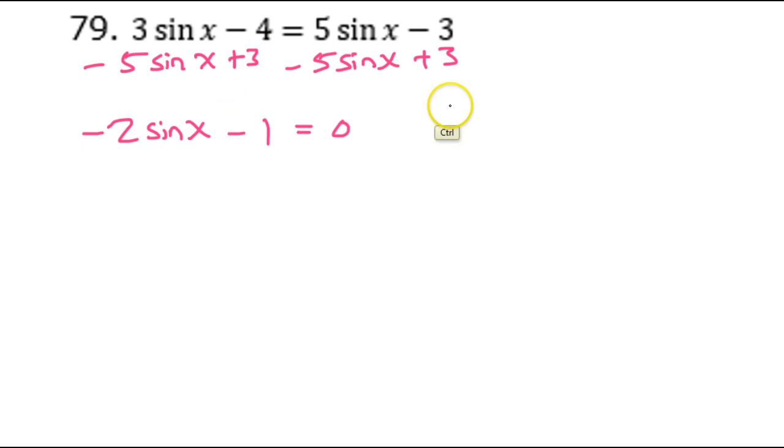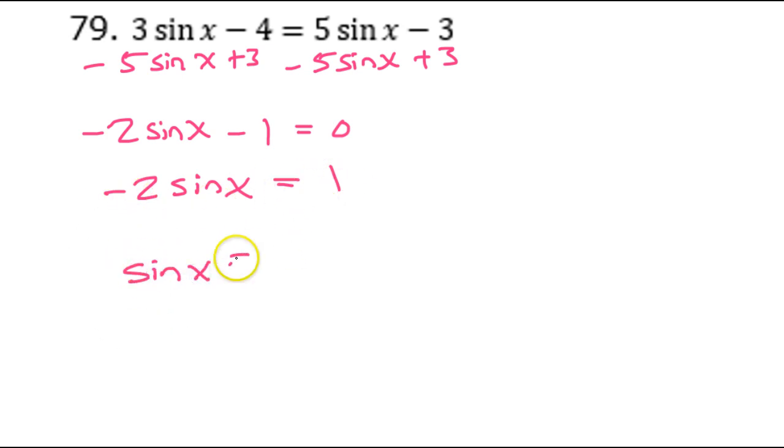Okay, so now I just need to get sine x by itself. So I'm actually going to move this back to the other side. In retrospect, I probably should have just added 4 to both sides. But anyway, if I add 1 to both sides, that will give me negative 2 sine x is equal to 1. If I divide both sides by negative 2, that's going to give me sine x is equal to negative 1/2.